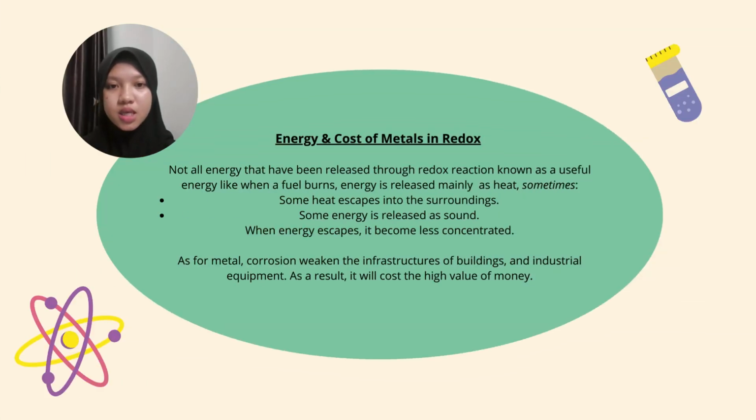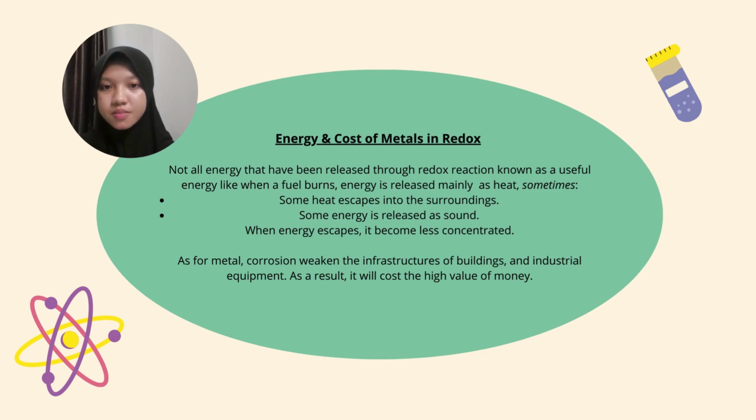Let's see the second one. The second example of the problem in redox reaction is energy and cost of metals in redox reaction. As we all know, not all energy that is released through redox reaction is known as useful. Sometimes it can be useful, but sometimes it cannot.